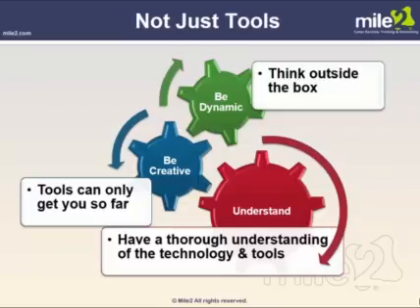All right, so to kind of wrap us up on this intro is to look into things like not just the tools, right? You need to be able to do other things, be creative. And I usually refer to this as thinking outside the box, right? So you want to think outside the box. You want to be dynamic and also have a good, thorough understanding of the technology and tools that you are using out there. Because keep in mind, tools will only get you so far out there, and it's all great to say, hey, I got this tool that does everything for me.